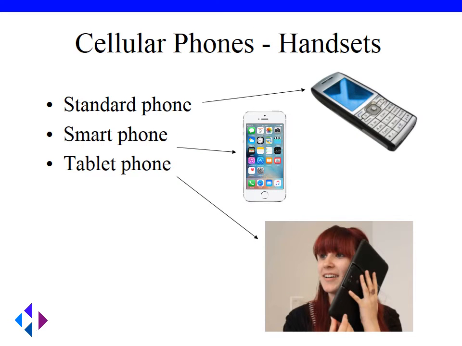Handsets come in 3 different types today. There's the standard phone that we all know about. It's just a keyboard and a screen that shows us what we're calling. Then we have the smartphone. This is more of the Apple iPhone type of phone or Galaxy Touch. And the phones themselves will run applications. So when you're looking at one of these phones, this is really like a computer system.